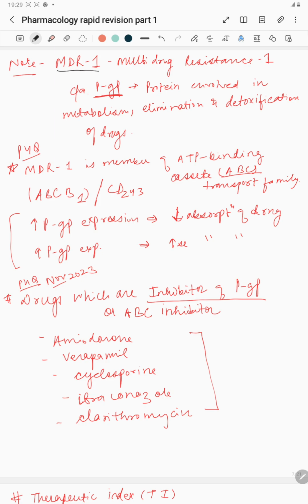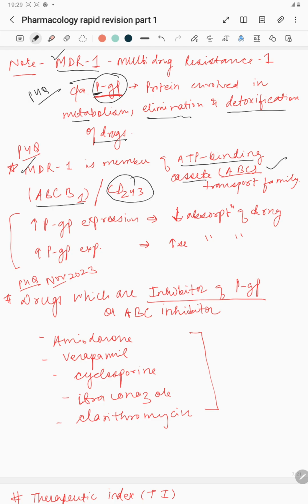There is a very important receptor family, that is MDR1, multi-drug resistance 1, which is also called as P-glycoprotein. P here stands for permeability. This is a previous question of INICET. Protein involved in the metabolism, elimination, and detoxification of the drugs. That is the role of P-glycoprotein or MDR1. MDR1 is a member of ATP binding cassette, that is ABC transporter family, which subcategory is ABC B1 and CD243.